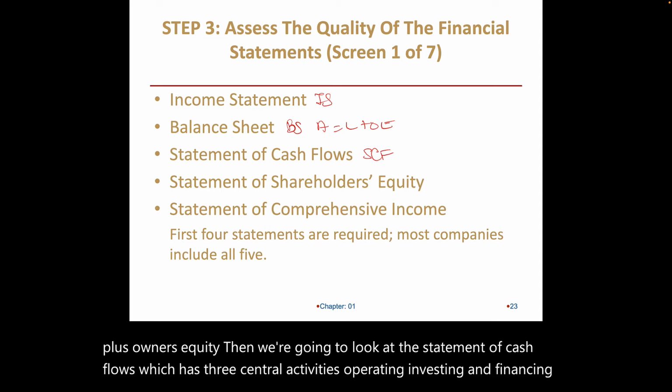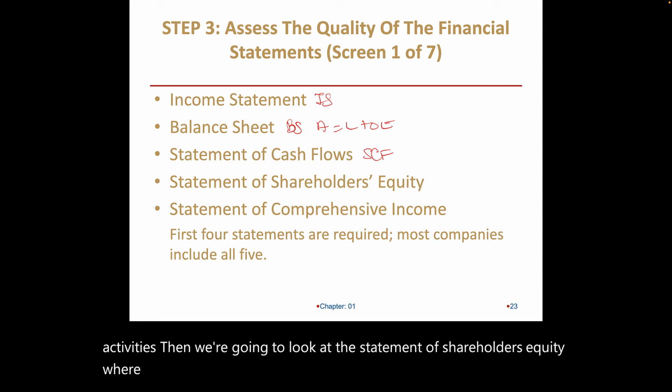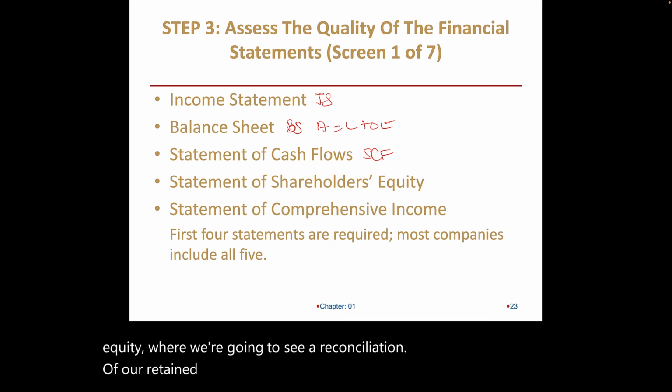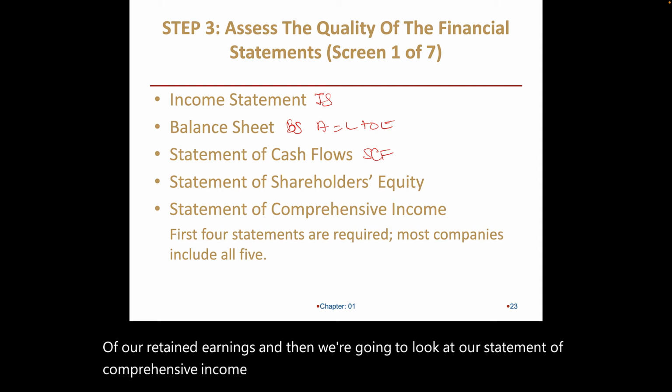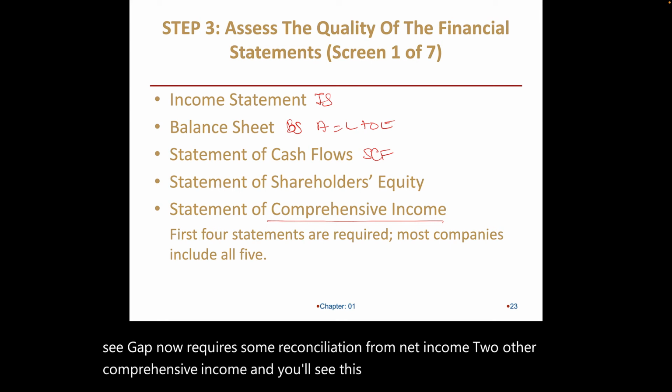activities. Then we're going to look at the statement of shareholders' equity, where we're going to see a reconciliation of our retained earnings. And then we're going to look at our statement of comprehensive income. So the first 4 statements are required, but you'll see GAAP now requires some reconciliation from net income to other comprehensive income, and you'll see this last statement, and it might be combined within the income statement.